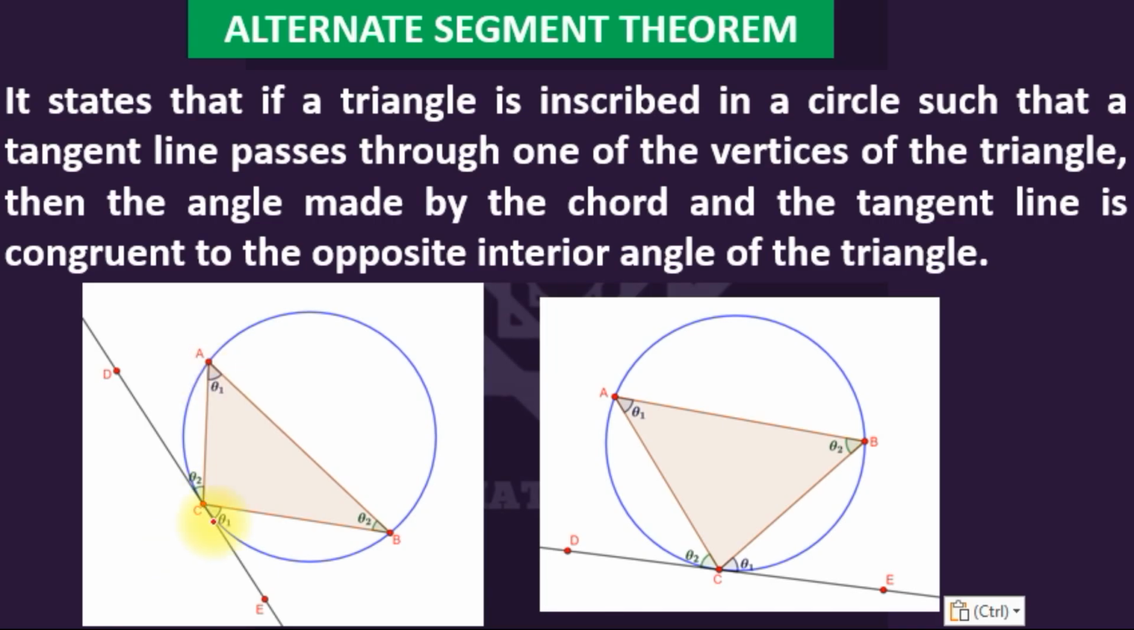Angle CAB is equal to angle ECB. Also, the diagram here is similar to what we have on the left-hand side. So once we have an inscribed triangle and a tangent line, where the point of tangency is the same as one of the vertices of the triangle, this angle theta 1 is equal to theta 1, while theta 2 is equal to theta 2. So that's what we are saying. So let's prove this theorem.